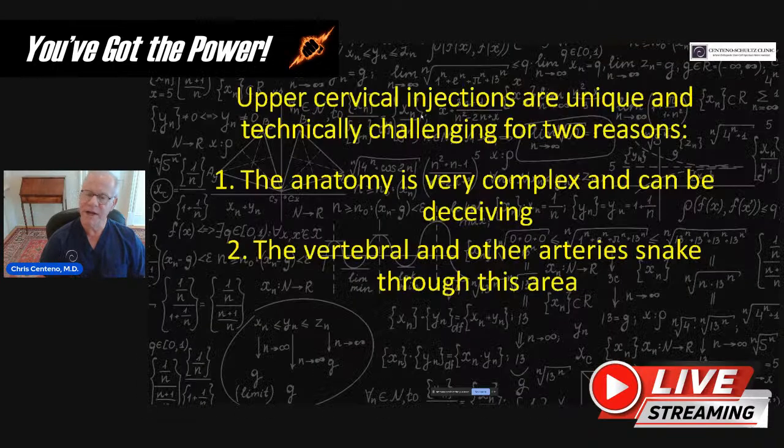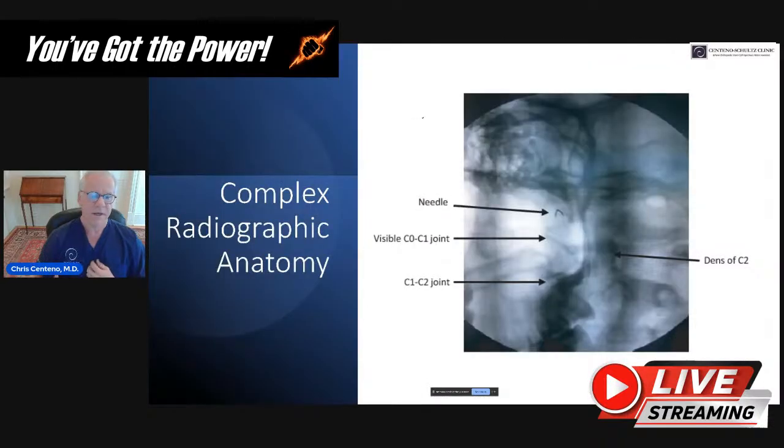Upper cervical injections are really unique because not only are they technically challenging, meaning difficult to do, but the anatomy is very complex and can be very deceiving. The vertebral and other arteries snake through this area, and that's a big deal because an inadvertent injection in the wrong spot can really hurt the patient.